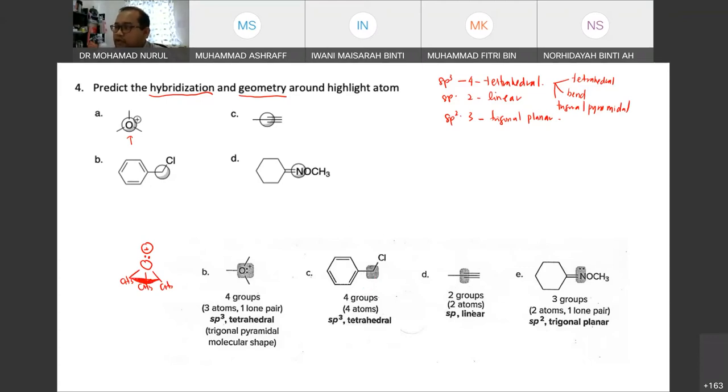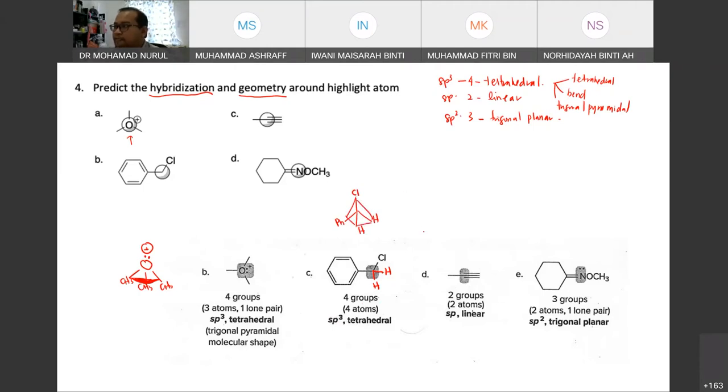For the B, this one you have to draw hydrogens here. They have four groups, four atoms. Absolutely, this is sp3 hybridization, and this is tetrahedral. Tetrahedral is like this. It is shaped like this.